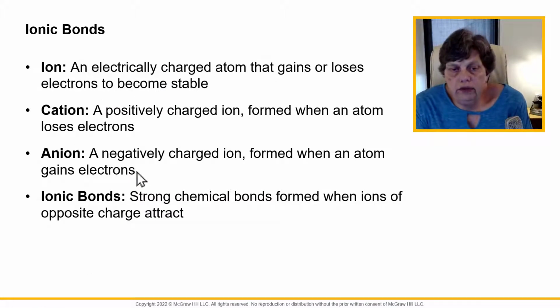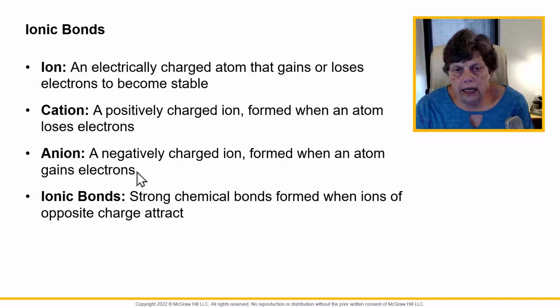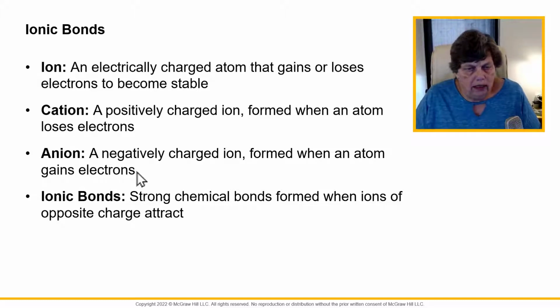So we have several different kinds of bonds that we can form because of this chemical structure. The first is called an ionic bond. And this is where you are working with an ion. And an ion, again, is an electrically charged atom, where you have an electrical charge. And what happens is that atom is going to lose or gain electrons to become stable.